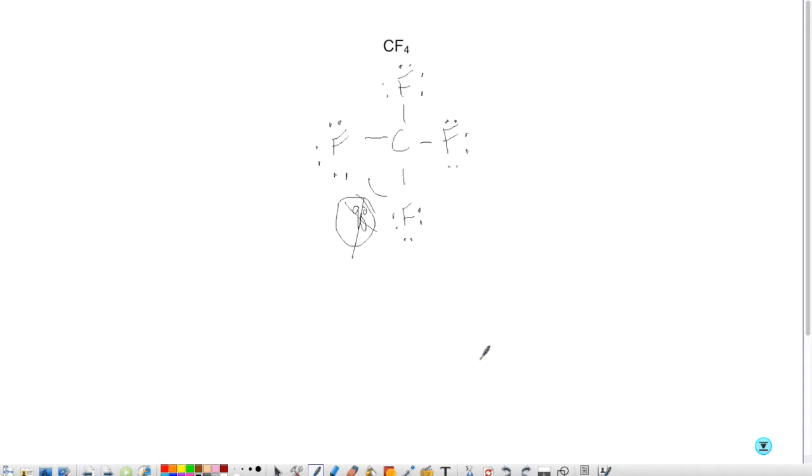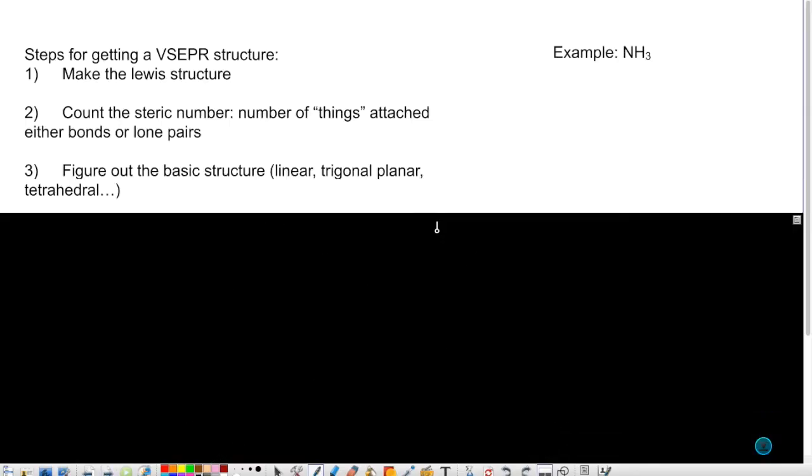So, wouldn't you like to know how to name the structures for these and how to figure out what their shapes are going to be? Well, lucky for you, I'm here, and I'm about to tell you what's going down. So here are our steps for getting a VSEPR structure. And a VSEPR structure just gives you an idea about the shape of a molecule. And we'll use the example NH3, okay?